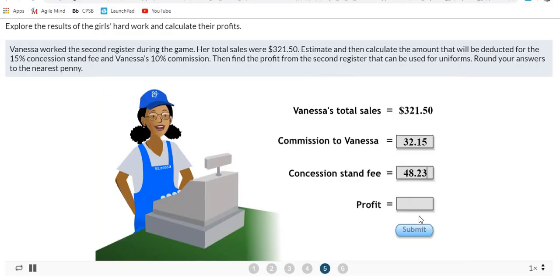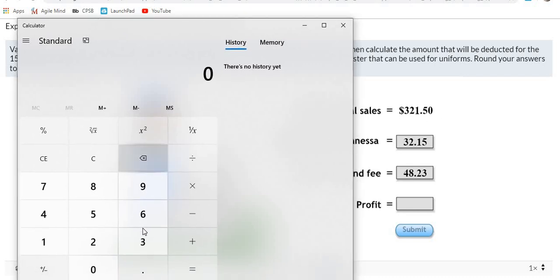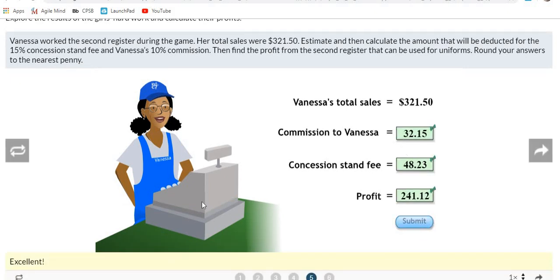Okay, moving to the profit. This is coming from question 3. Our profit is our total sales minus our expenses. So these two are our expenses. I'm going to get my calculator out. You can write this on your problem 3. We're going to take $321.50, and write minus, we're going to take away $32.15. Then we're going to take away $48.23. And I am left with $241.12. $241.12 ends up being my profit. So I can hit submit, and we got an excellent. So that is what Vanessa's register looked like.